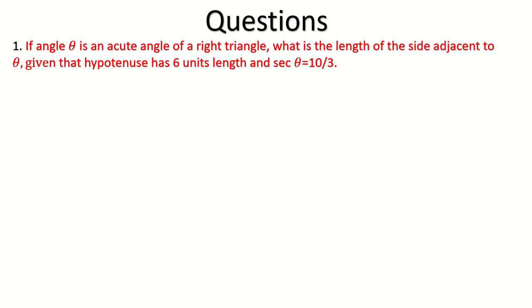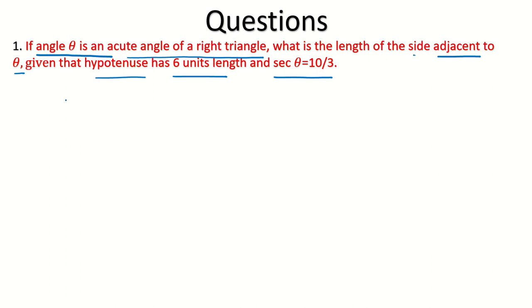Okay. Now you see, let's talk about some questions. And I will tell you how to solve, how to get the hint to solve the question. If angle theta is an acute angle of a right triangle, what is the length of the side adjacent to theta? Given that the hypotenuse has 6 unit length and sec theta is 10 over 3.